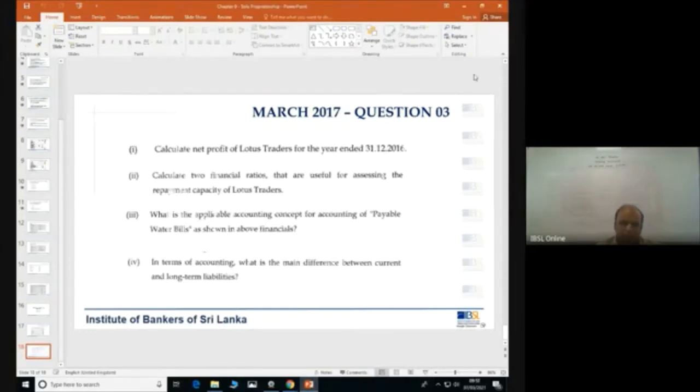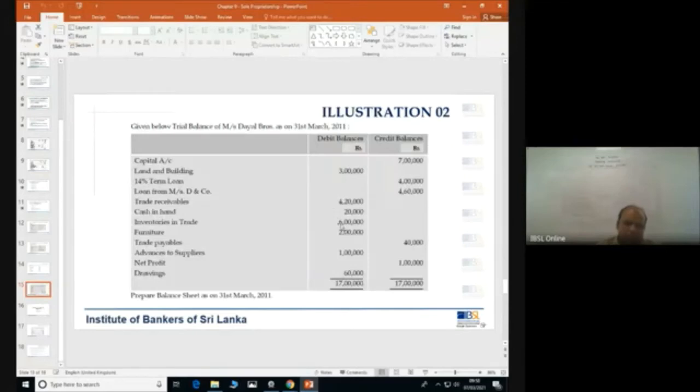That is very important. So I want you all to go through this balance sheet question, which is there, and do it when we meet next week, next class.